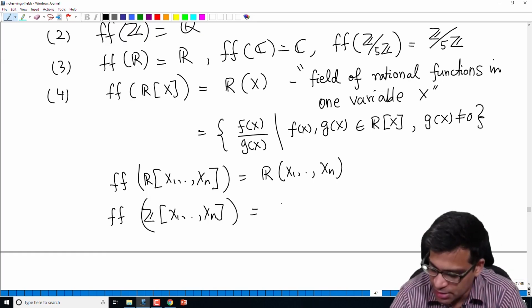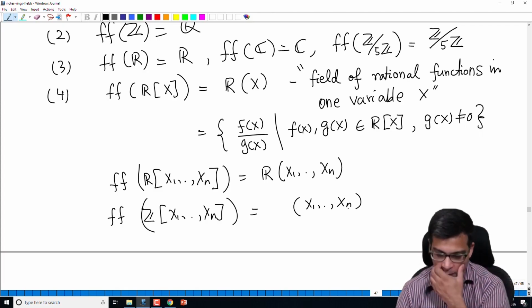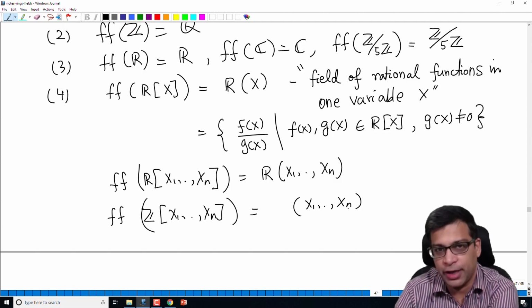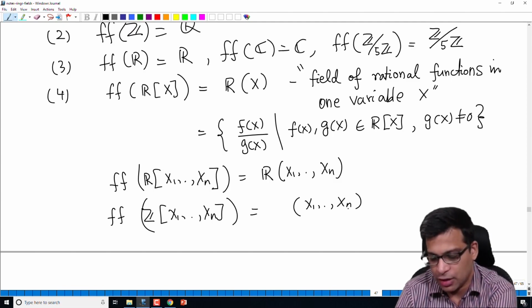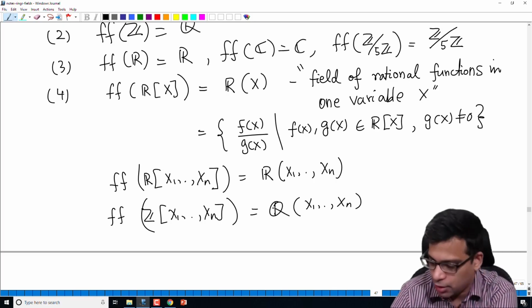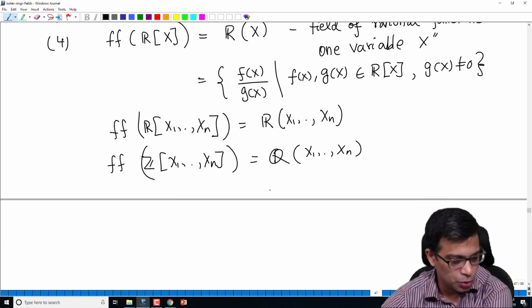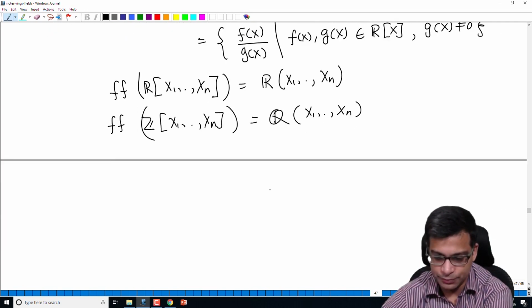Polynomial ring over the integers. Of course you have to put round brackets, in other words you have to take ratios of polynomials, but you also have to at the same time take ratios of integers, because integers are already inside the polynomial ring as constant polynomials. So you have to take Q. The fraction field of Z[x1, ..., xn] is Q(x1, ..., xn).